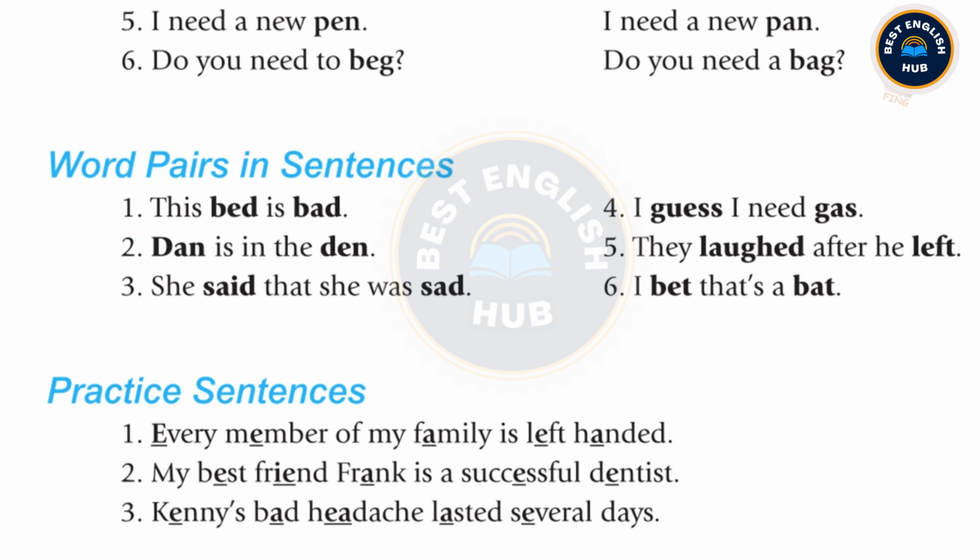Word pairs in sentences. This bed is bad. Dan is in the den. She said that she was sad. I guess I need gas. They laughed after he left. I bet that's a bat.